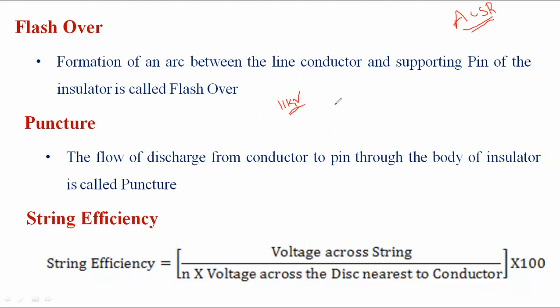If any one of the discs is damaged or fails, the whole string is not useless. We can replace only the particular disc. The remaining discs are in healthy condition. And one more thing, if the operating voltage is increased, we can simply add more discs in series based upon the increase in operating voltage.